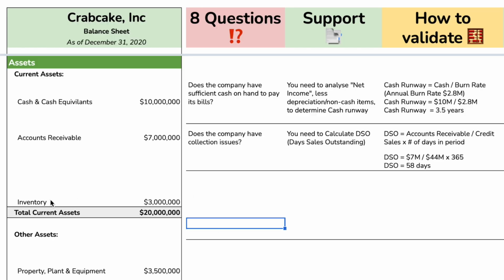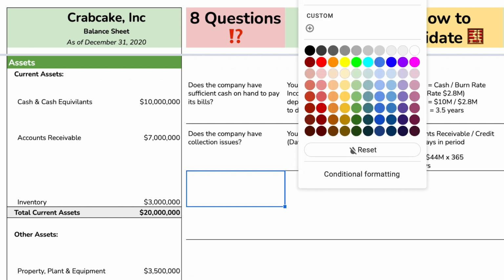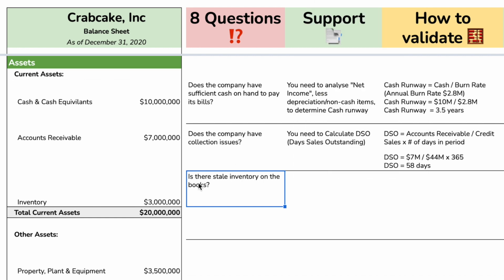My next question is going to be around inventory, and the company has an inventory balance of $3 million. And the question I'm going to have is, is there any stale inventory in the books? When you look at the $3 million, how much of that is actual inventory that the company can sell versus maybe expired goods? In this case, this company is selling frozen food. It might have some expired inventory.